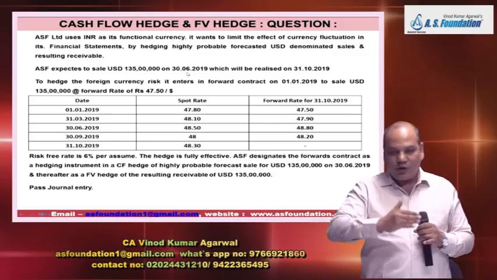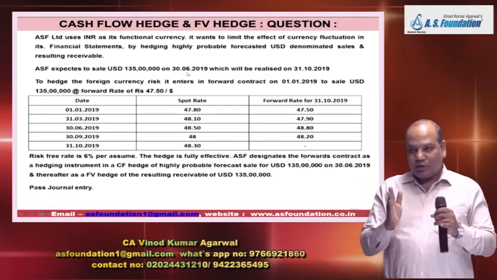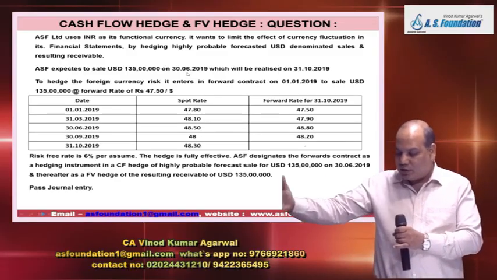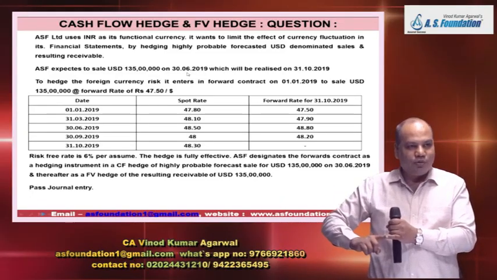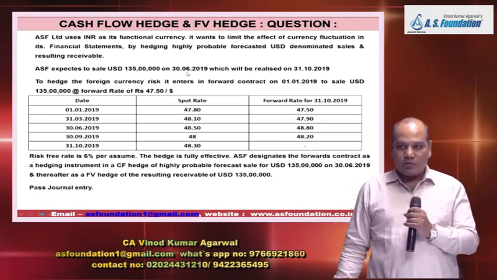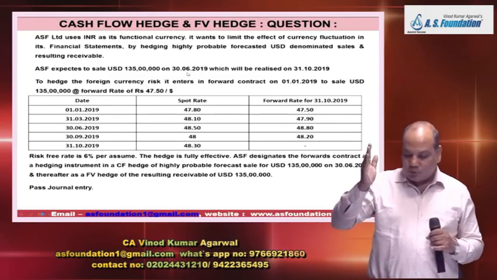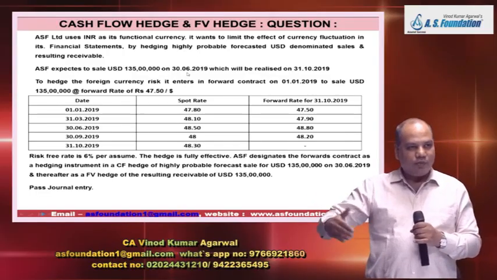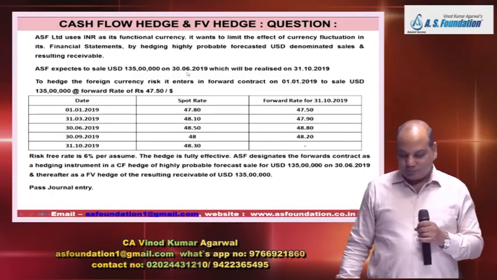So from 1st January to 30th June, cash flow hedge accounting. On 30th June we have sold, but on credit. So I am going to receive the debtor on 31st October. So from 30th June to 31st October, I will follow fair value hedge accounting. Understood? So the rules of cash flow hedge accounting, remember, up to 30th June, OCI, and then from 1st July onward, fair value through P&L account.